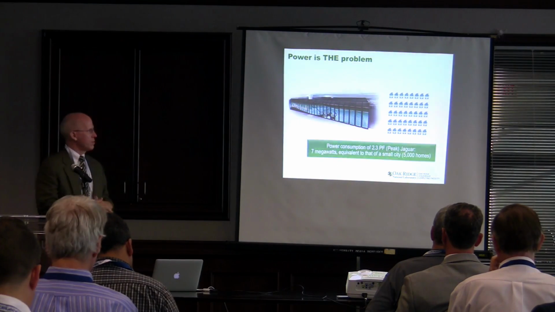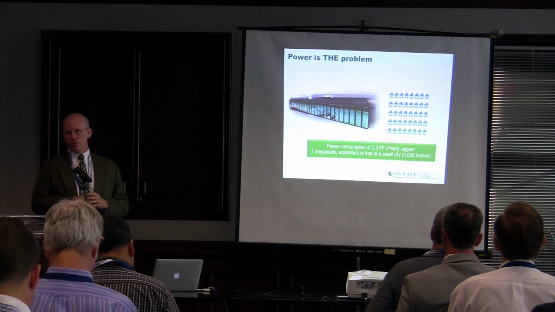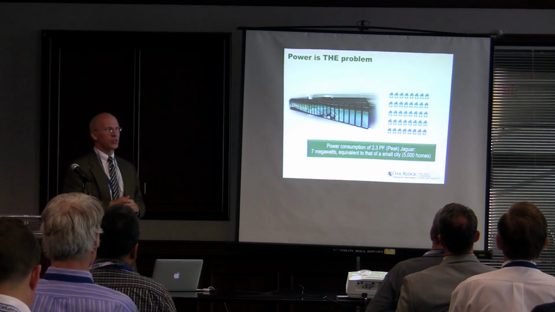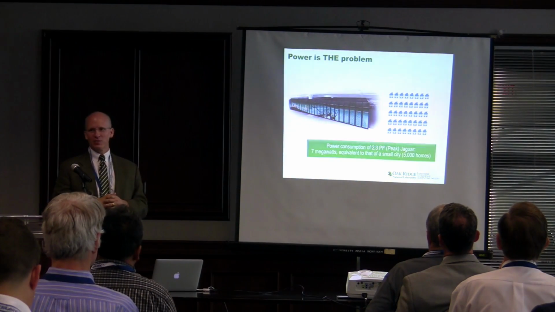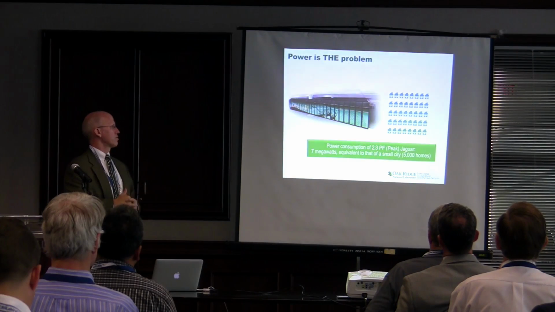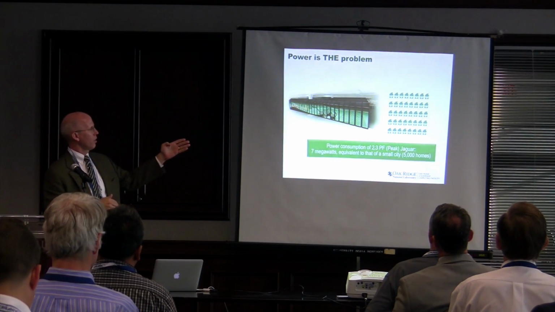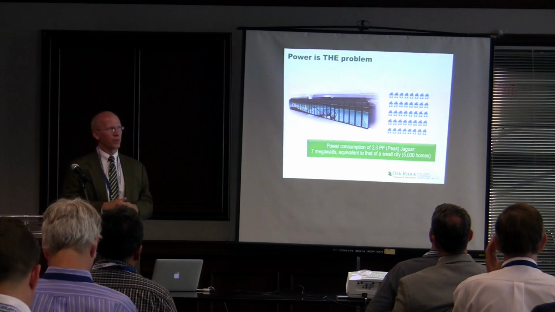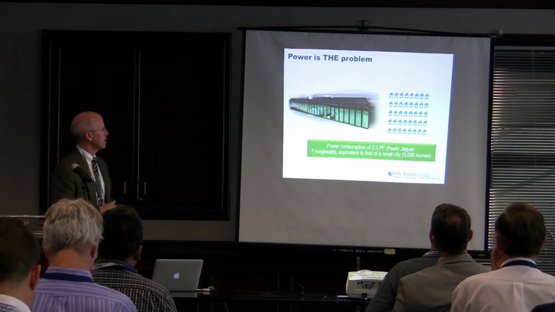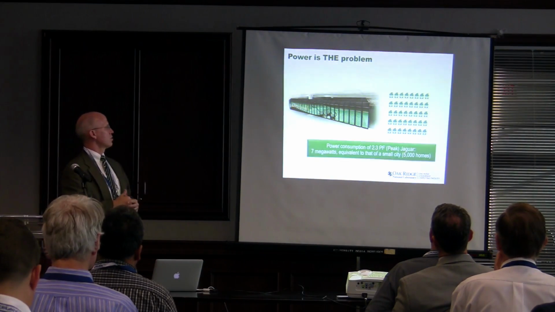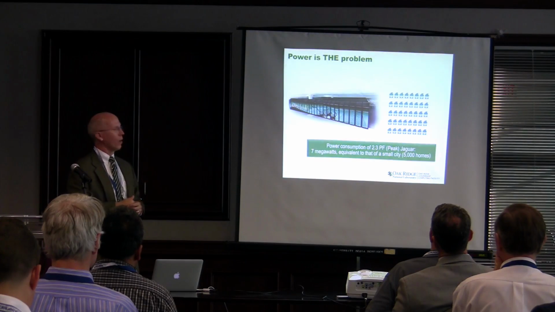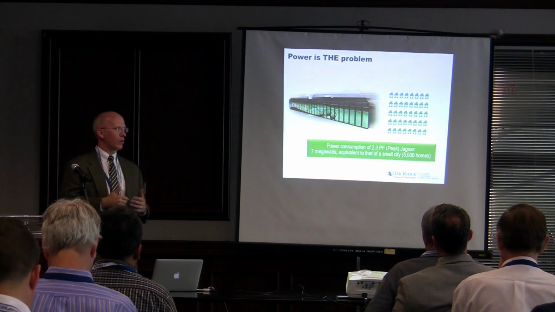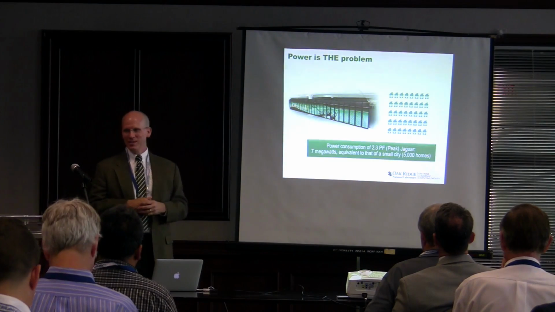Likewise, if I frame it at the systems level, the power is the problem. So this is a picture of Jaguar. It was the number one machine on the planet in 2009. The peak performance is 2.3 petaflops. The achieved number was something like 1.7 petaflops. And it basically consumed around 7 megawatts when it was fully loaded. This is the amount of power similar to a small city.